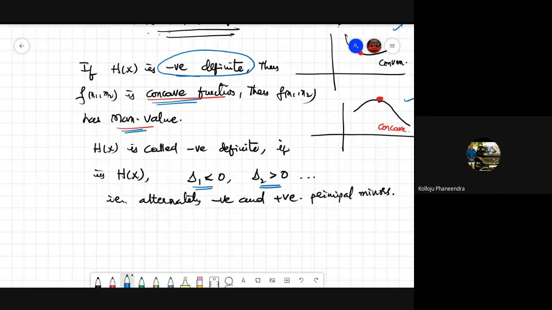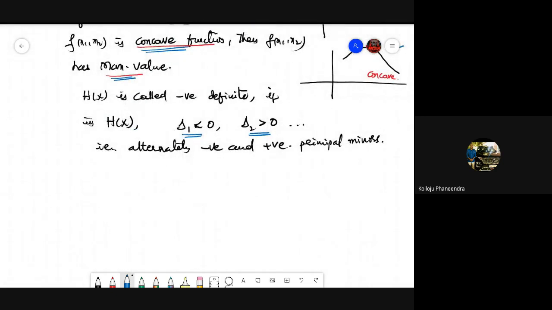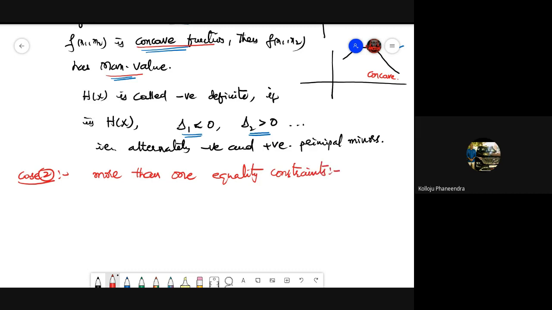Now this is case 1, with only one equality constraint. Now case 2, more than one equality constraints. If you have any doubts, you can raise the questions. Okay, more than one equality constraints.